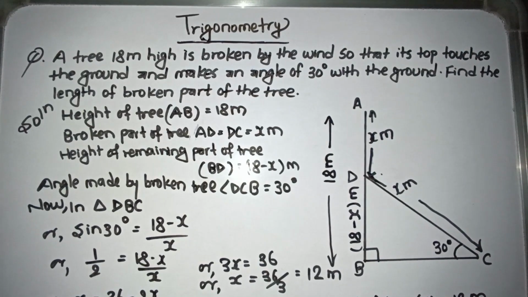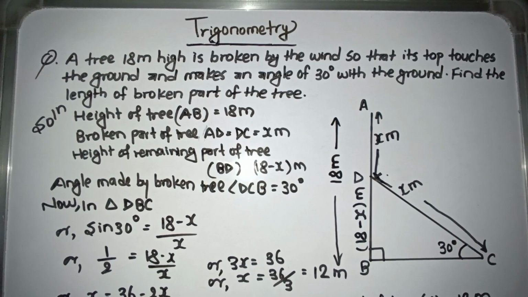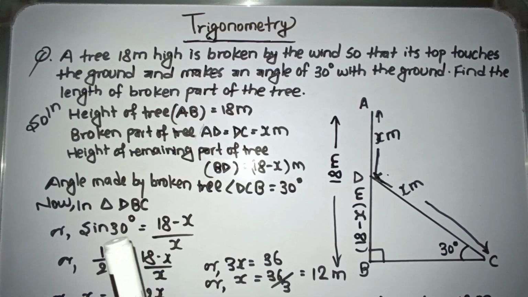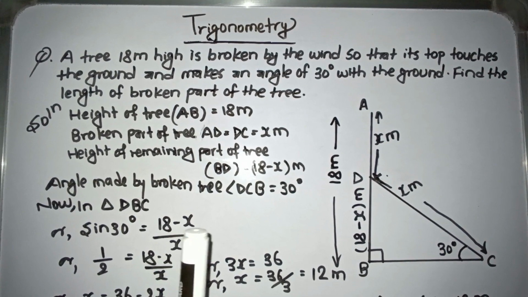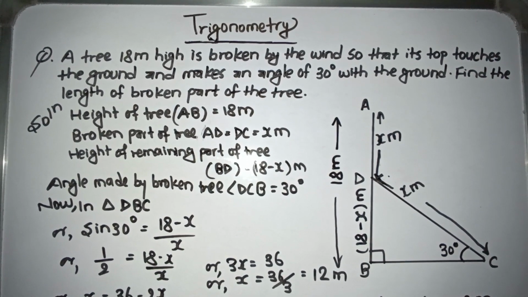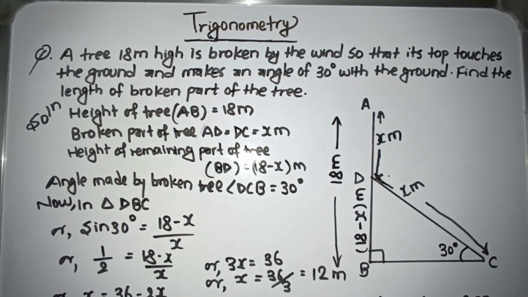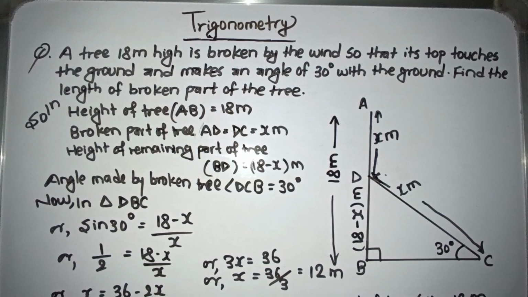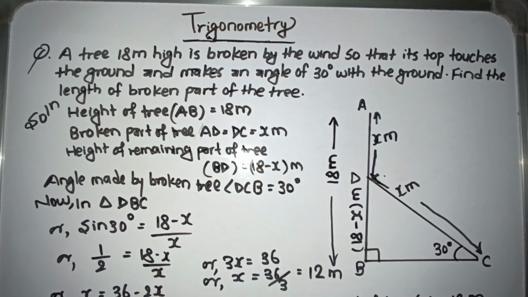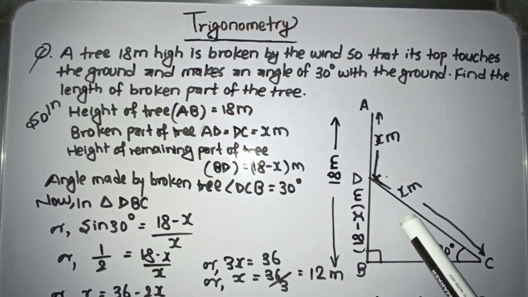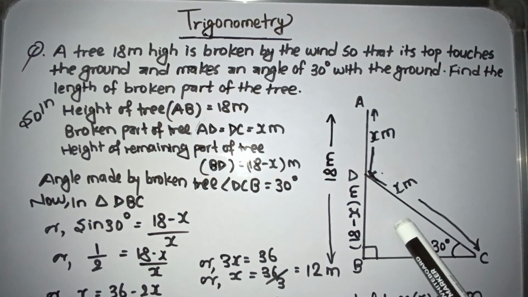We are going to solve another numerical problem which is based on trigonometry. In the question, a tree 18 meter high is broken by the wind so that its top touches the ground and makes an angle of 30 degrees with the ground. Find the length of the broken part of the tree. We get more clarity by observing this diagram.